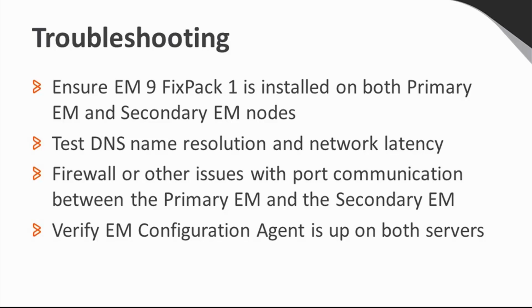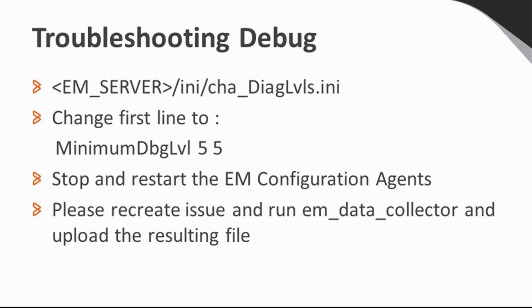All right. Let's talk about some troubleshooting debug in the event that there is an issue. In the EM server directory, there's an INI directory. There's a CHA, again, that's coordinator of high availability, _diag levels .ini. You want to change the first line on both the primary machine and the secondary, to minimum debug level 5-5, then save that and stop and restart the EM configuration agents, and that'll restart the CHA process.